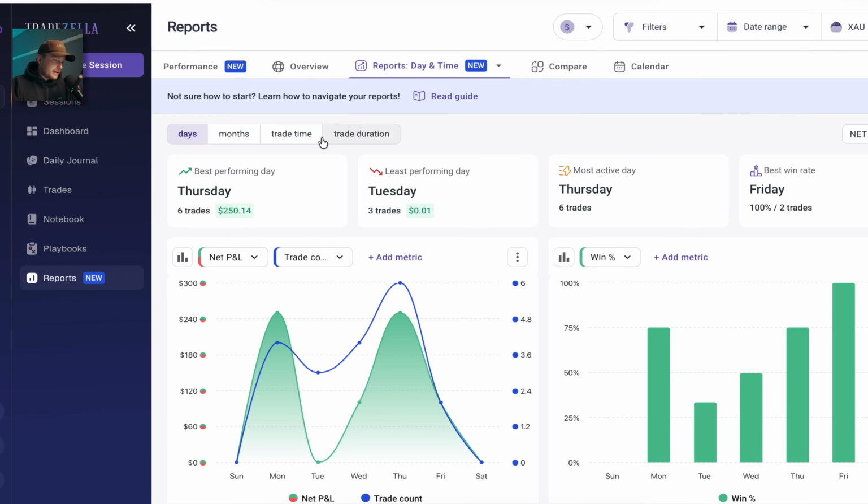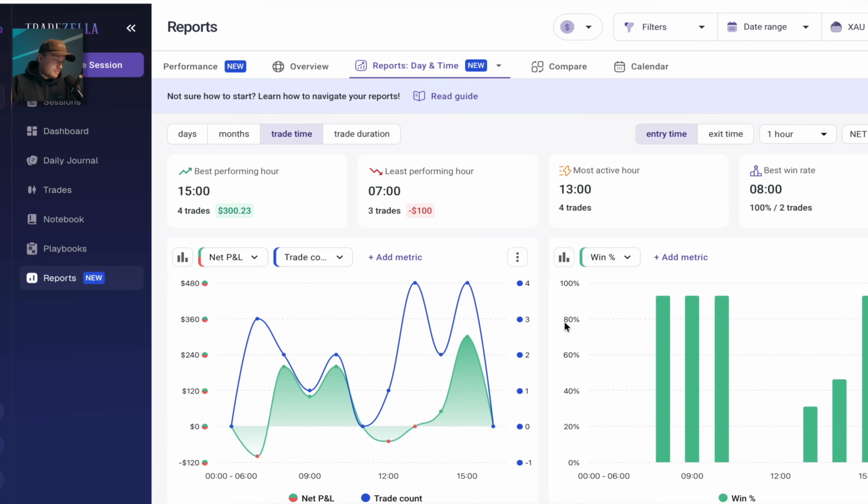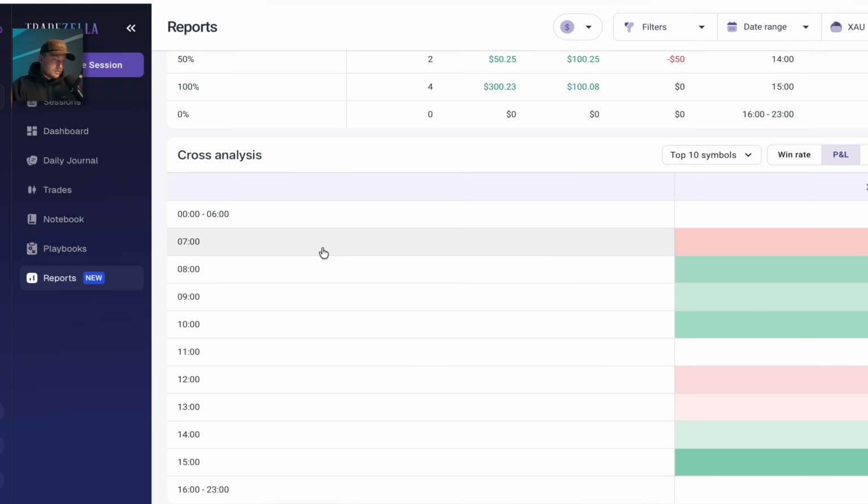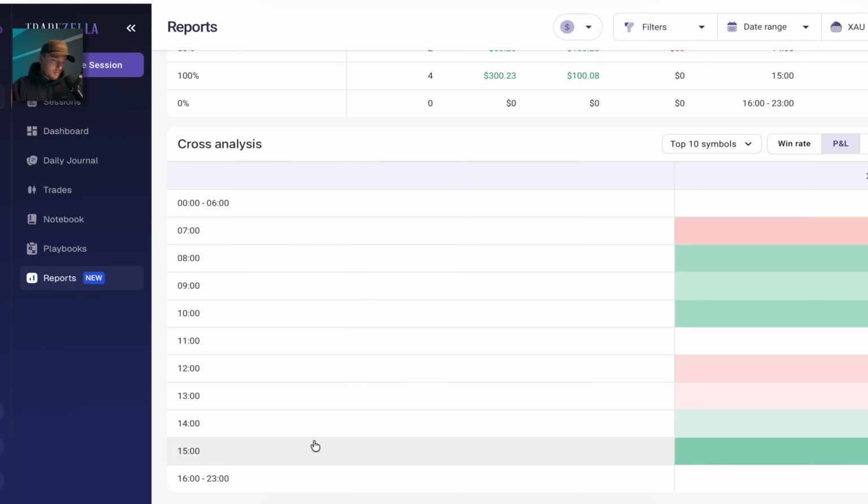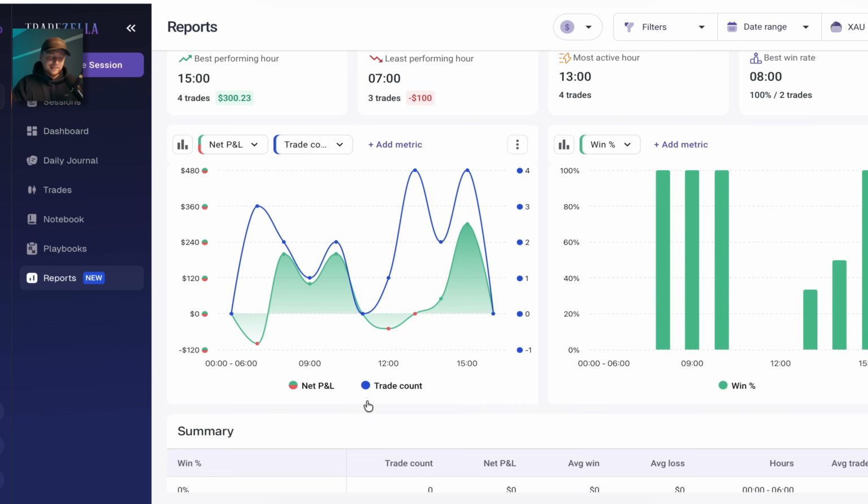But if we go into the trade time, we'll be able to see the most profitable hours. So best performing hour was 3 o'clock, and for me New York opens at 2:30, so quite a lot of volume stepping into gold at 3 o'clock, so maybe a good time to trade that. Least performing hour was at 7 o'clock, where we took 3 trades and we lost $100. Most active hour was 1, and our best win rate was at 8 o'clock. We go down to 7, like I say, we lost 100 at 7, made 200 at 8, our best was at 3. So yeah, like it said.